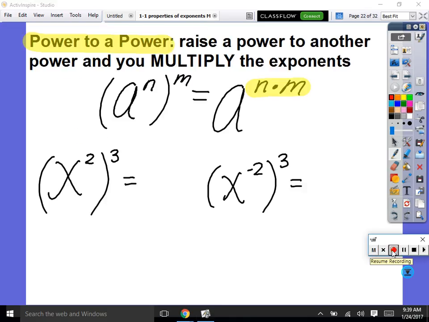So this is the last property we have to learn. It's called a power to a power. So here's a hint on how you know if you're raising a power to a power. There's going to be parentheses. And then usually there's only one base, and it's already raised to a power. Then there's parentheses, and you're raising it to another power. So this is what I call a power raised to another power.